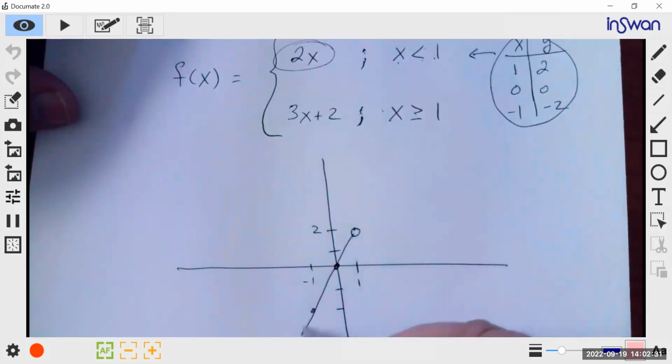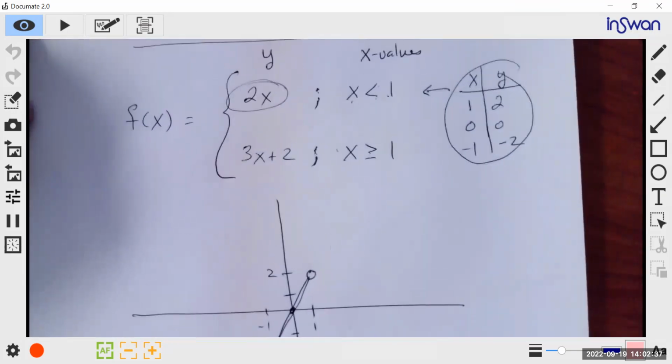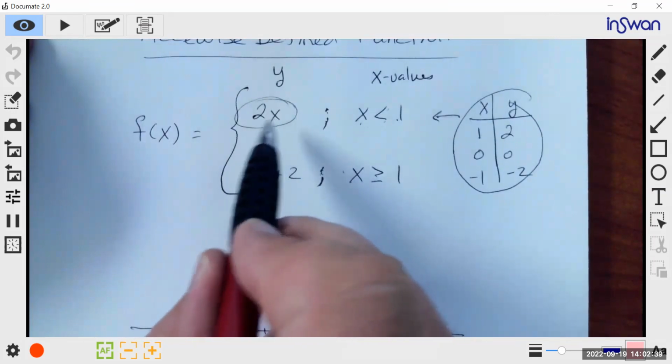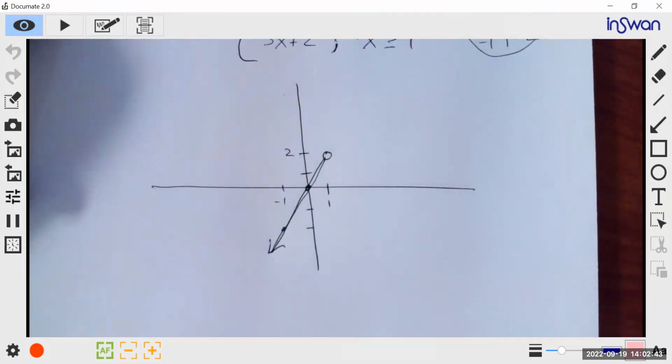It's a line. How do we know it's a line? Because 2x is a linear equation. So there's that graph.